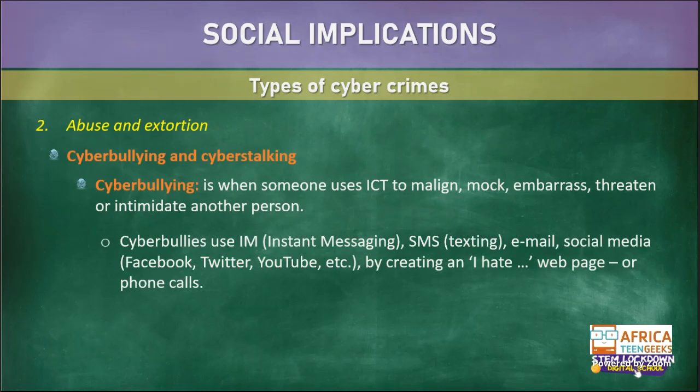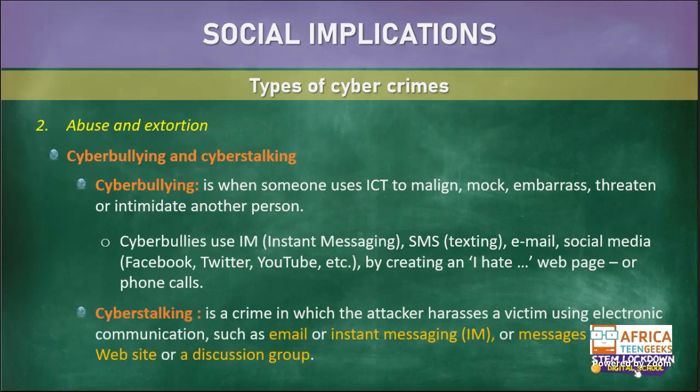They use different tools on the internet. Number 1, such as instant messaging, SMS. They can use email. They can use social media platforms such as Facebook, Twitter, YouTube, Instagram, and so forth. So what they do is they target a person, and then they start to send offensive messages. They can also create a page, a hate page, web page, or they can simply call the person. This is cyberbullying. So bullying using electronic means. And as we said earlier, this is part of cybercrime, which is illegal.